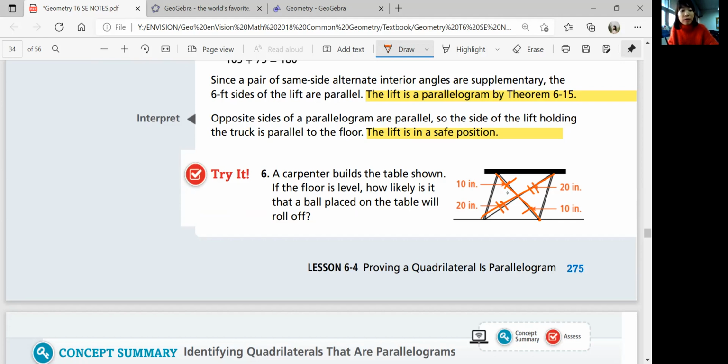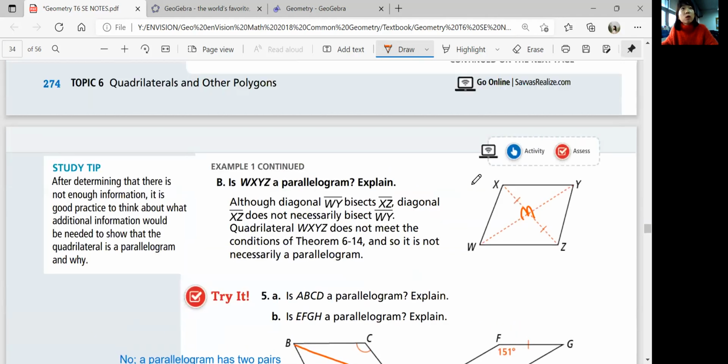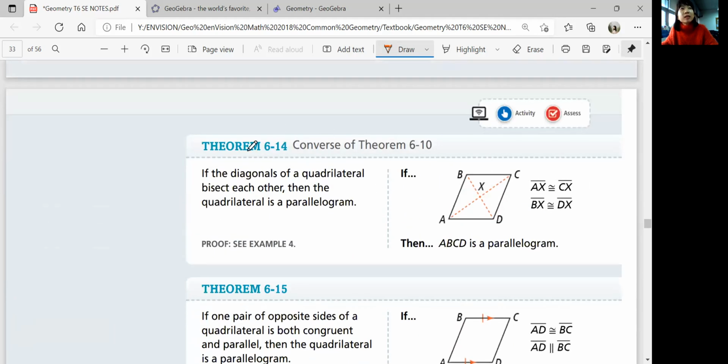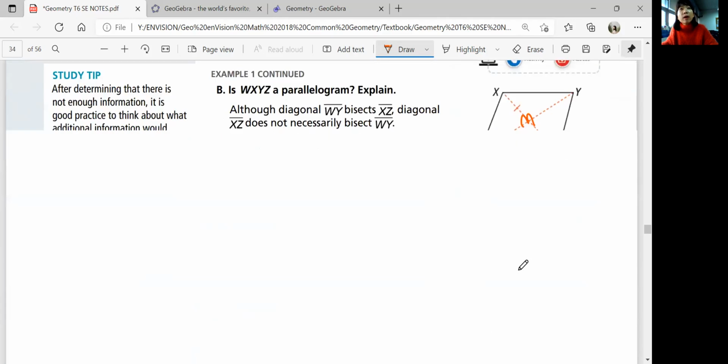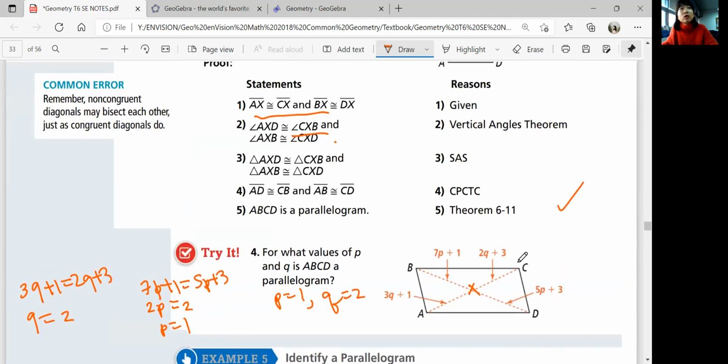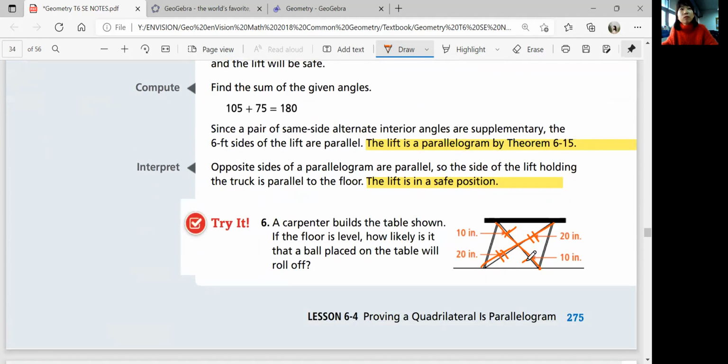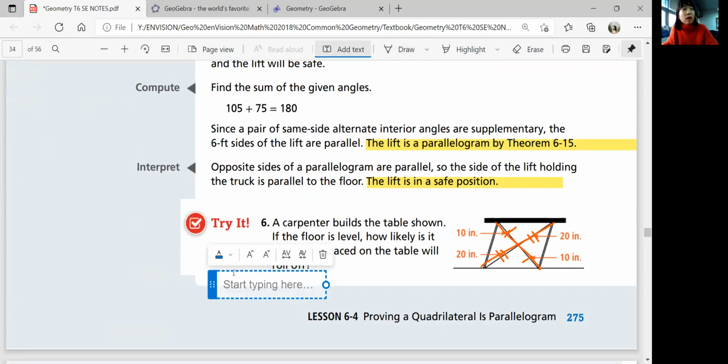And by, what was the theorem? So by theorem 6-14, converse of theorem 6-10, it should be a parallelogram because the diagonals bisect each other. Okay. So since the diagonals bisect each other, the table legs, their diagonals, right, form a parallelogram.